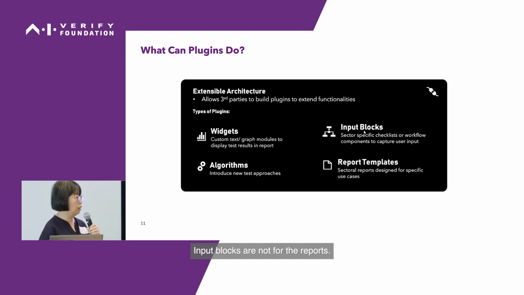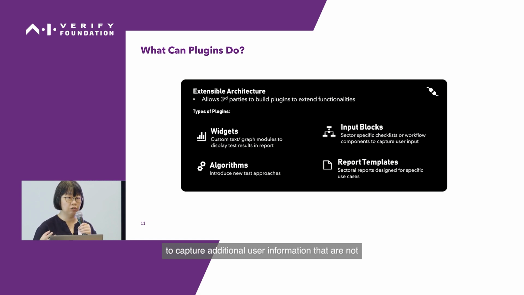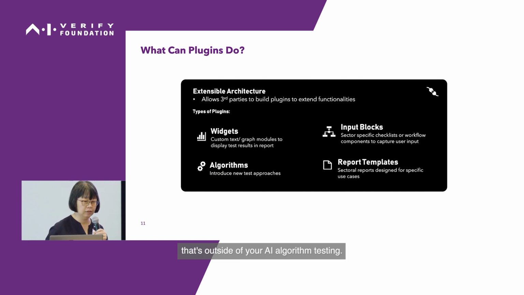Input blocks are not for the reports. Input blocks are separate front-end components that allow the projects to capture additional user information that is not for the algorithm, like the process checklist. The fairness tree that we also showed this morning is also built using input blocks. So these are also additional data that's outside of your AI algorithm testing.